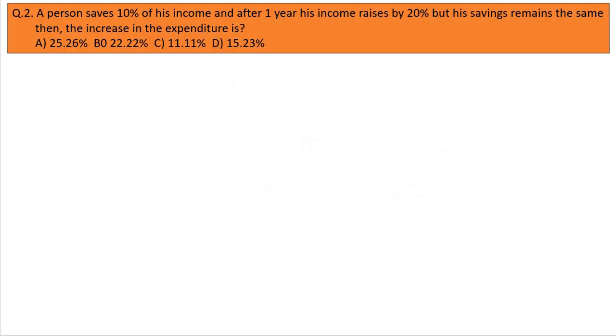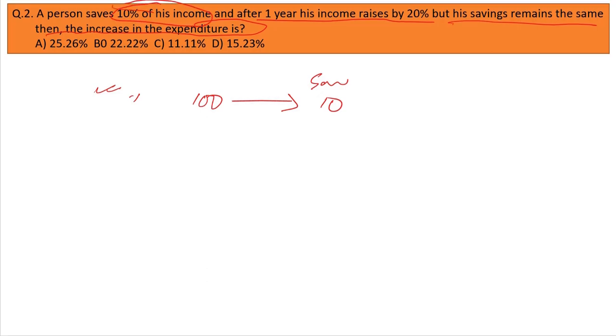The next question: a person saves 10% of his income, and after 1 year his income is increased by 20%, but his saving remains the same. Then what is the increase in his expenditure? Let us consider a man has rupees 100. His saving is rupees 10, because he saved 10% of his income. That is 10% of rupees 100 is 10. So his expenditure would be 90.